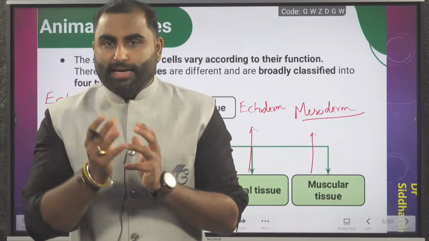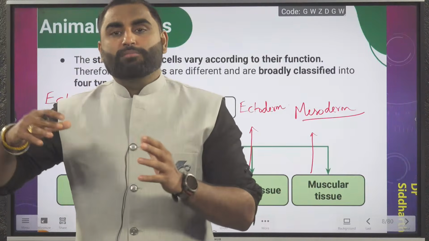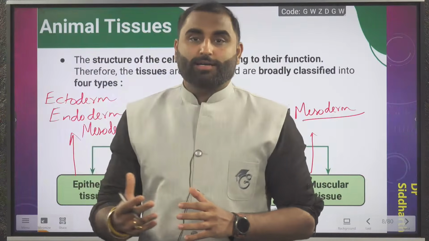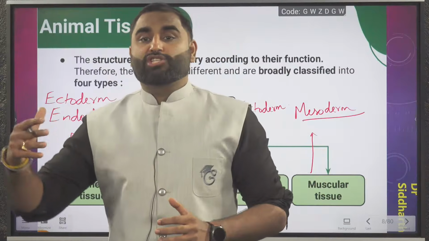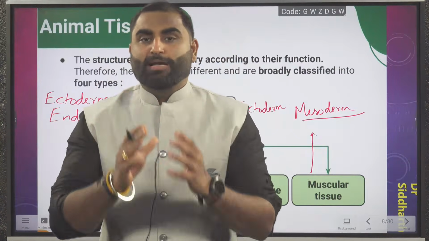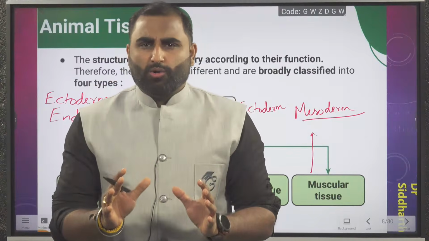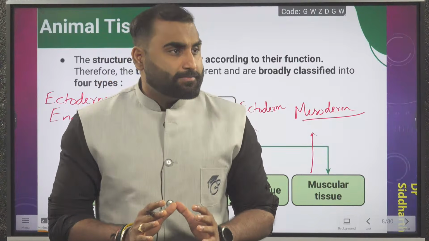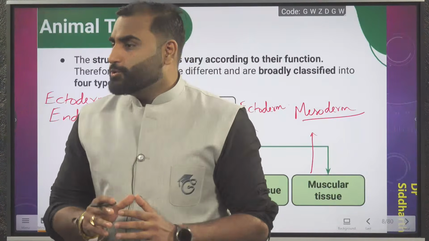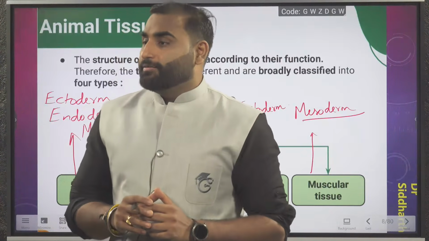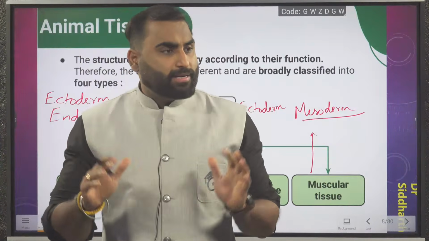Because if you study which tissue is derived from which germ layer, then it becomes a little easier in the future to understand which organ system is derived from which germ layer. Like if I ask a simple question, blood, everyone knows which kind of tissue it is. Blood is which kind of tissue, guys? Blood is connective tissue, correct? Super.